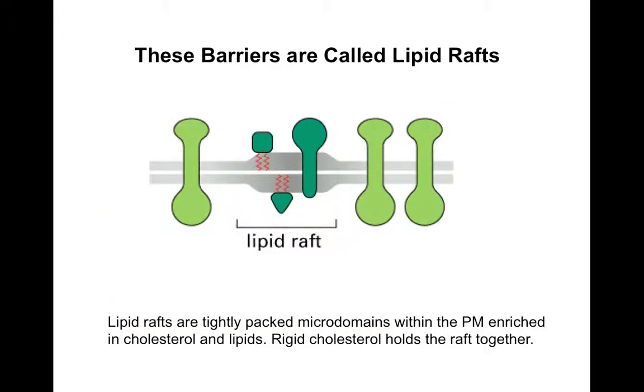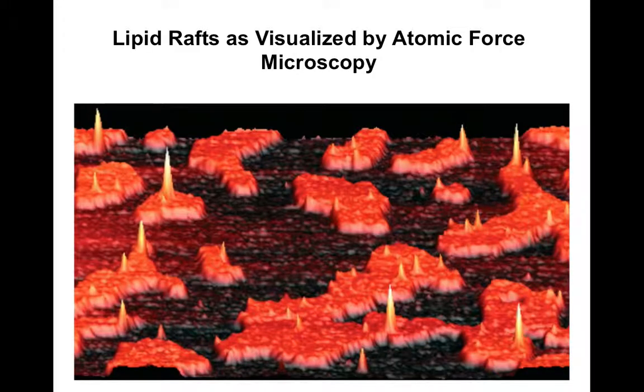So basically, lipid rafts are tightly packed microdomains within the plasma membrane. They're enriched with cholesterol and lipids, and the cholesterol actually holds the raft together. And as you see, membranes which contain lipid rafts are much thicker, and also they are much more rigid. You can see lipid rafts using atomic force microscopy. So you see these little peaks here? These peaks are the lipid rafts.